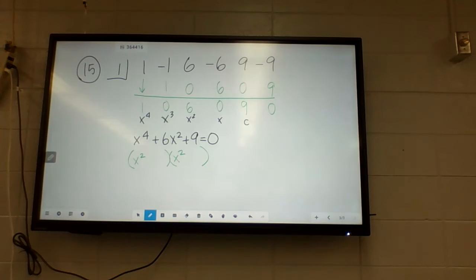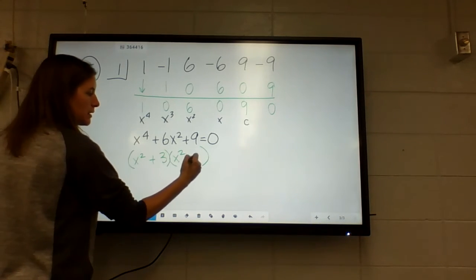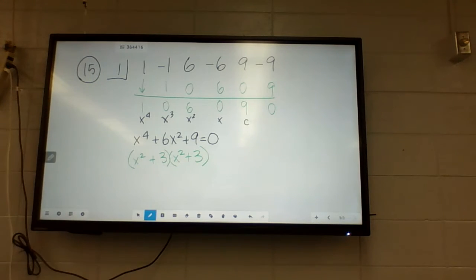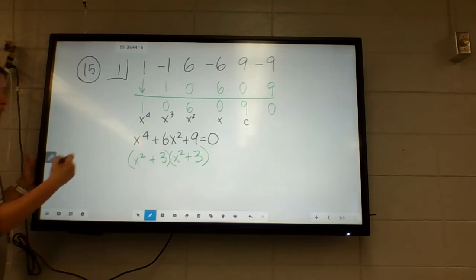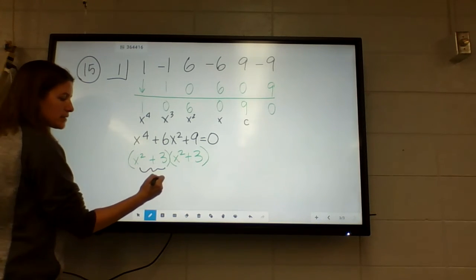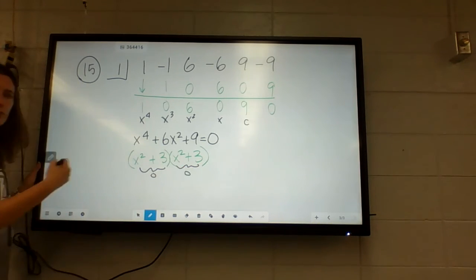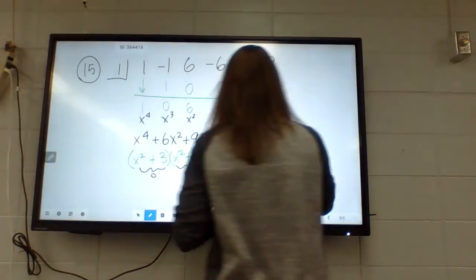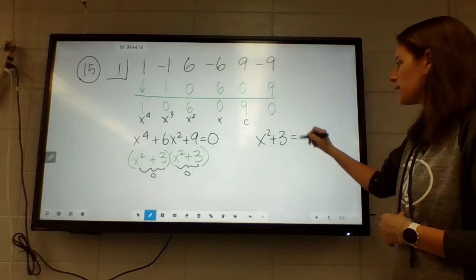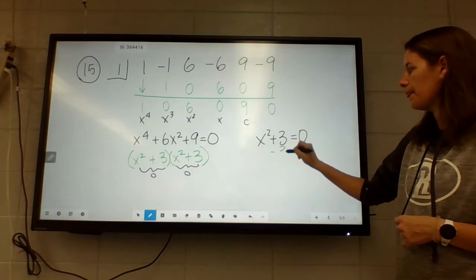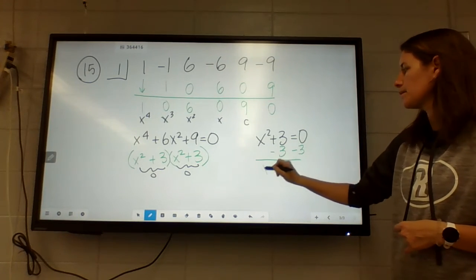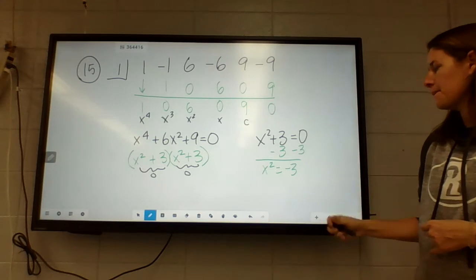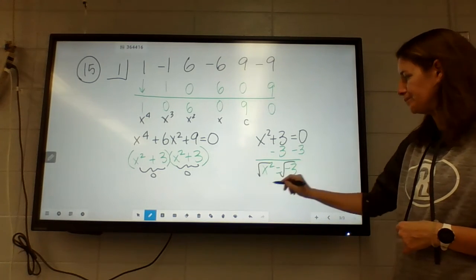I want to multiply to get 9, but add to get 6. So this is just going to be 3 and 3. Right? 3 times 3 gives us 9. Now it repeats, so technically this is going to happen twice. So we're going to get 2 answers from each of these, so these are our other 4 answers. So I get x squared plus 3 equals 0. Move that 3 over. And we're going to take the square root.